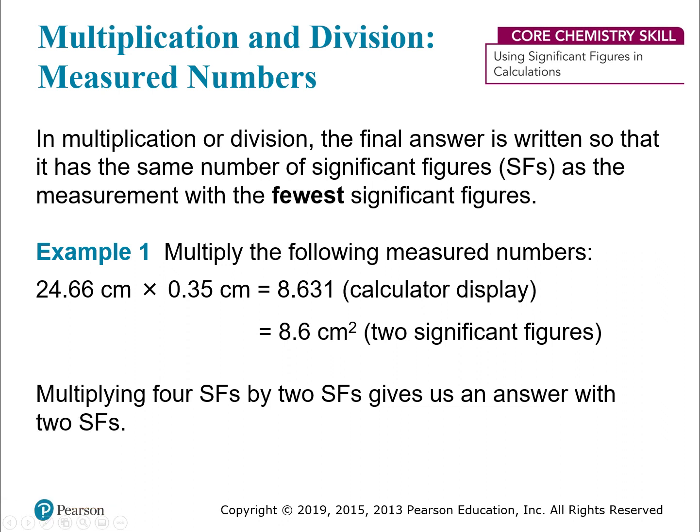Let's do some multiplication and division. The final answer that you report has to have the same number of sig figs as the measurement with the fewest significant figures. So in our example, we've got 2 lengths, 24.66 centimeters and 0.35 centimeters. 24.66 has 4 sig figs. 0.35 only has 2.